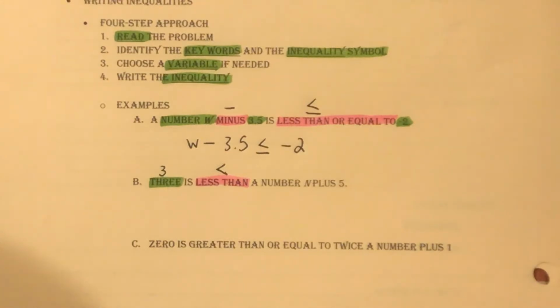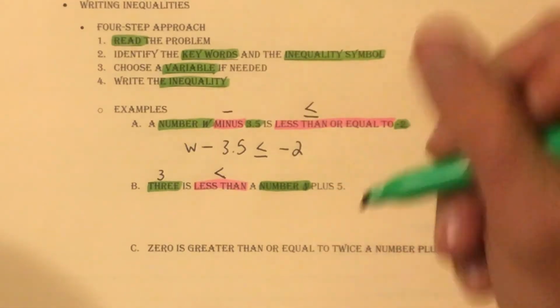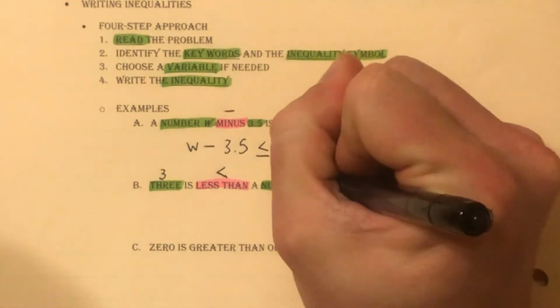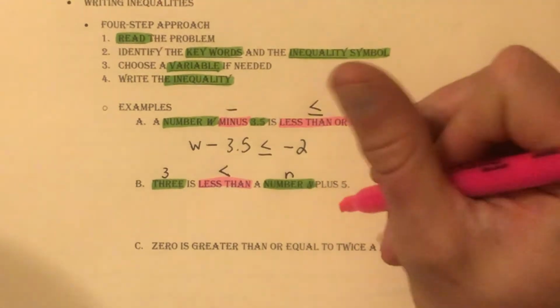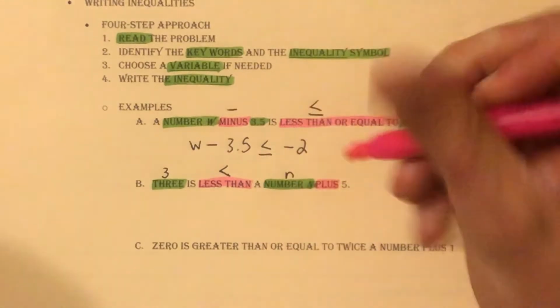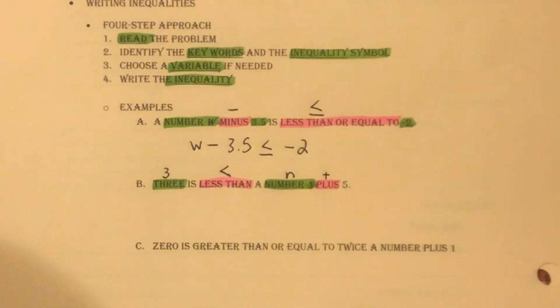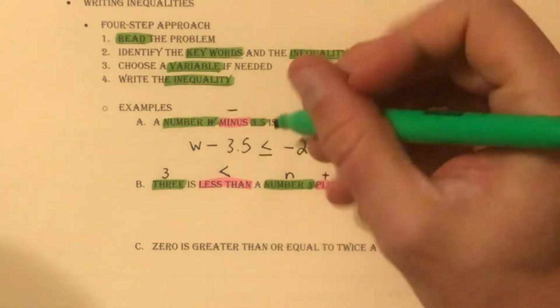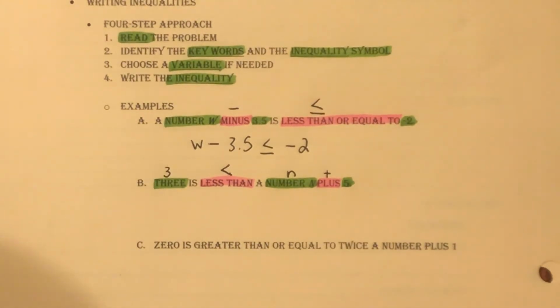Then we've got a next piece of key information, which is a number, and they're calling that number n. So there is my variable right there, and I'm just going to go ahead and write that above here. And then a next keyword, plus. Plus is a mathematical operation, the operation of addition. So I should have a plus sign. And then the last piece of key information is the number itself that's being added, which is 5. Step 3 was choose a variable if needed, but they gave us the variable n.